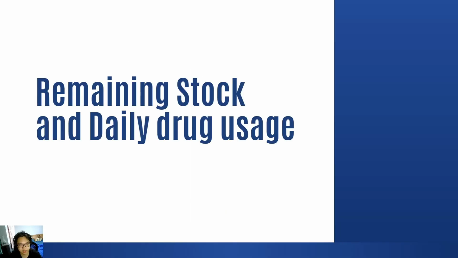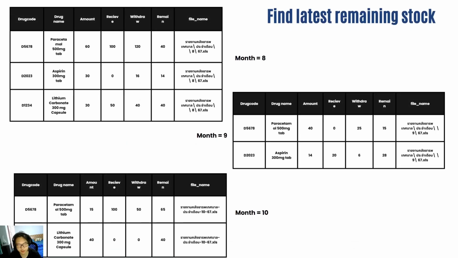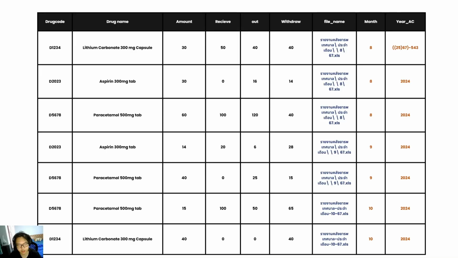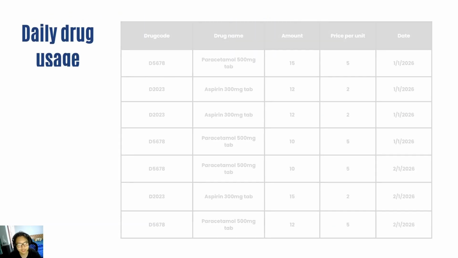Next, how we find remaining stock and daily drug usage. First, how do we find remaining stock? We have a Hospital Office file, which is monthly stock movement data. Next, we add month and year and join them together to indicate time for each month for each drug. And next, we find the latest drug usage history for each drug to find the real recent stock for the drugs.